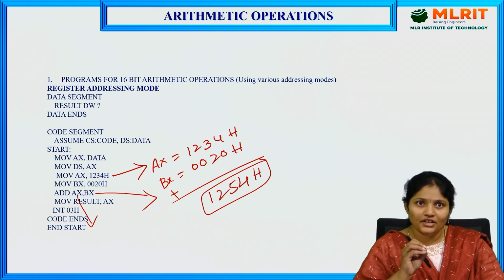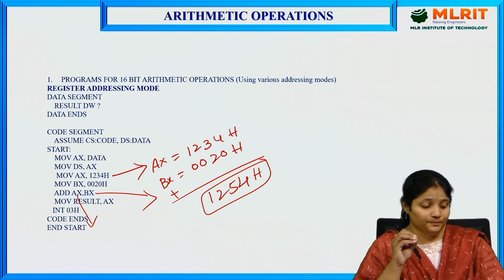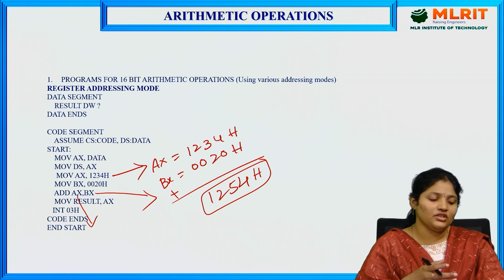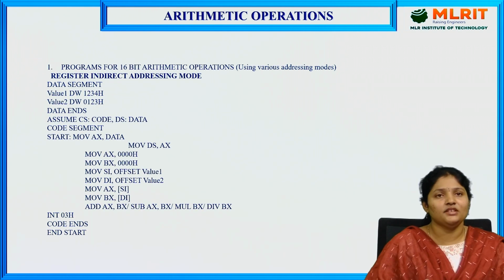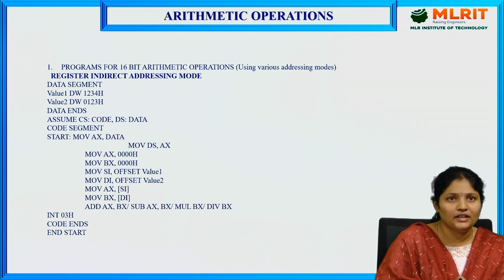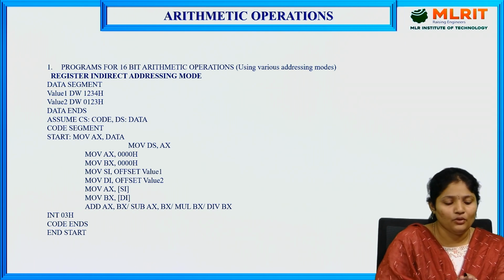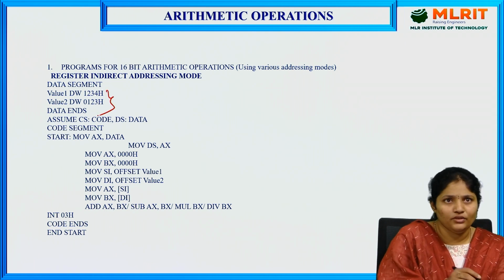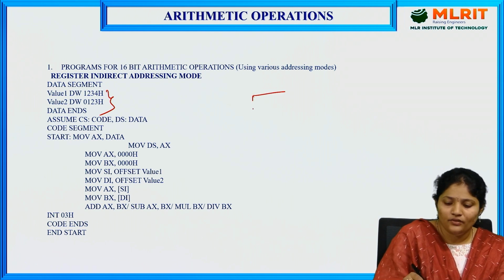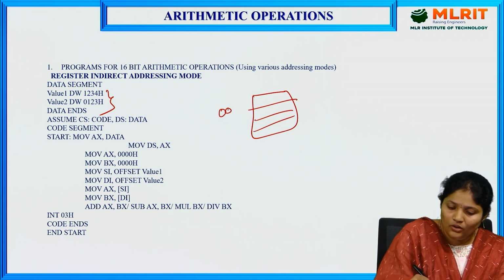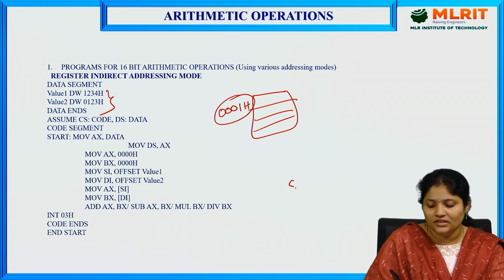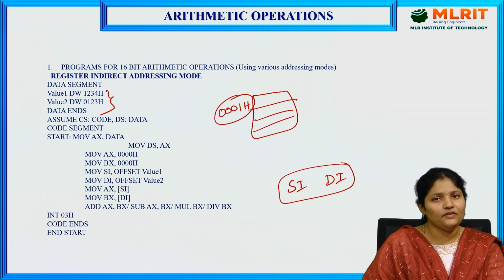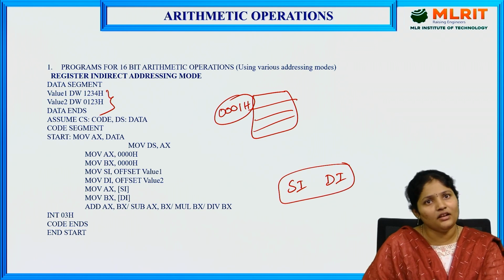So when can you say that it is the register indirect addressing mode? If the address of that particular memory is mentioned in an indirect way, then you can say that it is the register indirect addressing mode. In this program, I already told you about initializing the values. Now the offset values of these locations will be held by the index registers, either SI or DI. For a data segment, we use the SI and DI registers to hold the offset value.